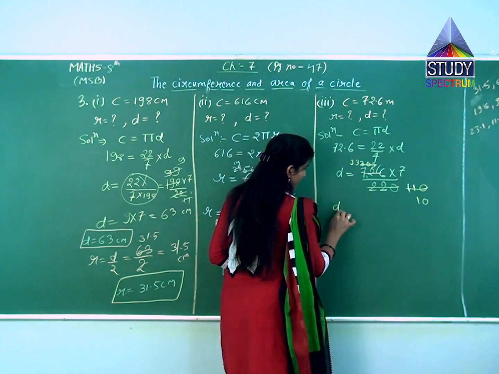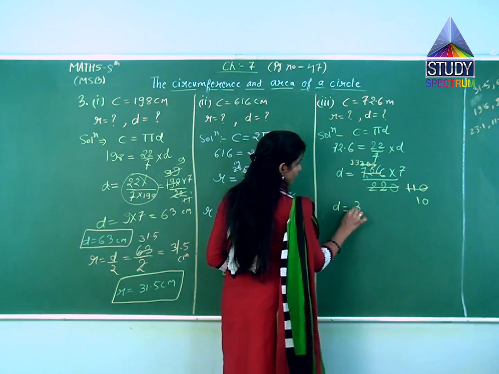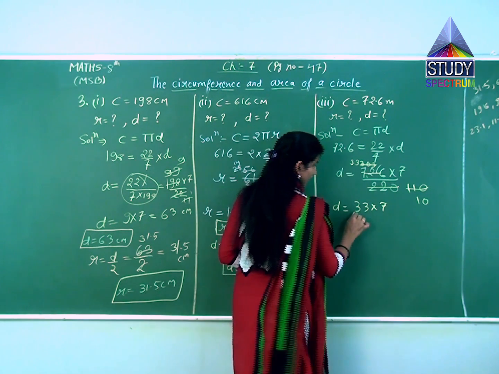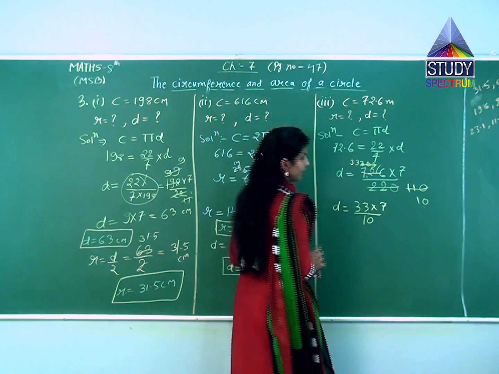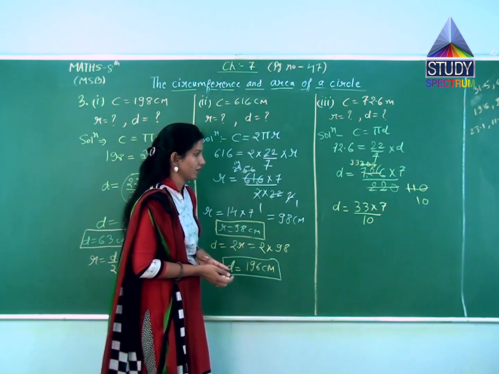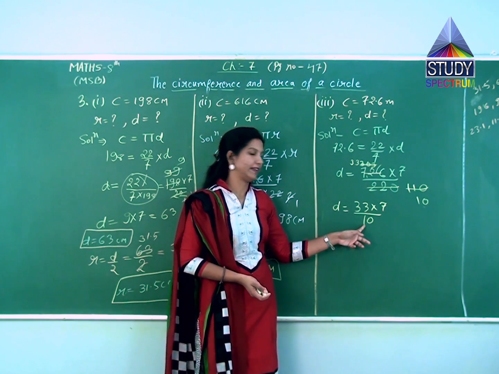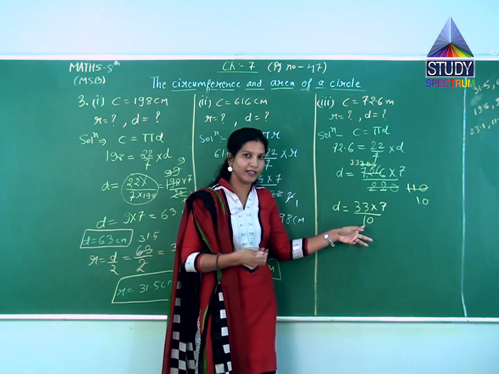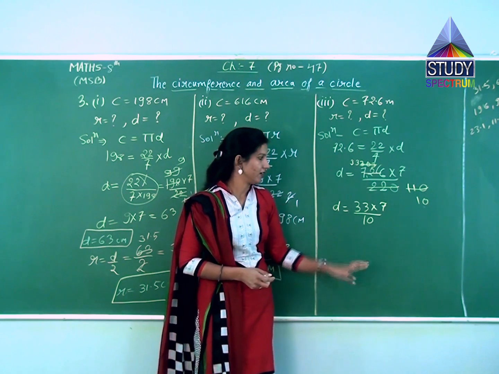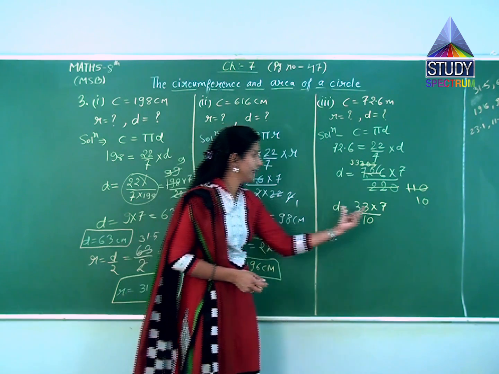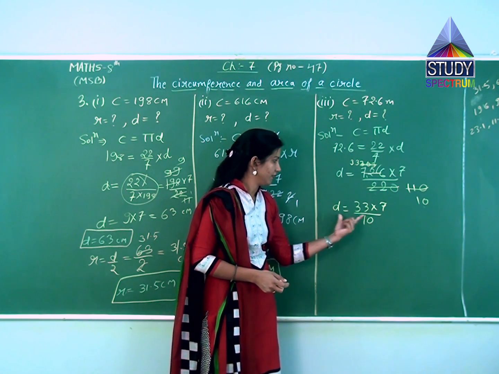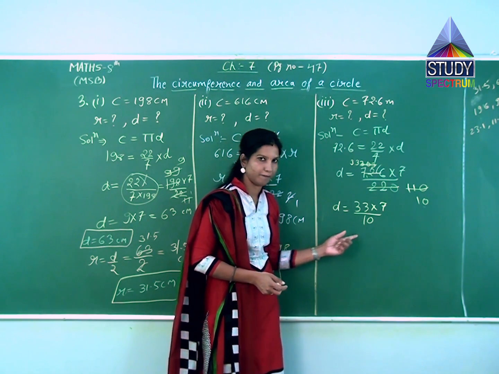Now in the next step, d is equal to 33 into 7 left in the numerator and 10 in the denominator. Now here we can again do two things. We can divide 33 by 10 and get 3.3 and then multiply that 3.3 by 7. We will find our answer. Or we can multiply these two and whatever the answer comes, that answer will be divided by 10.